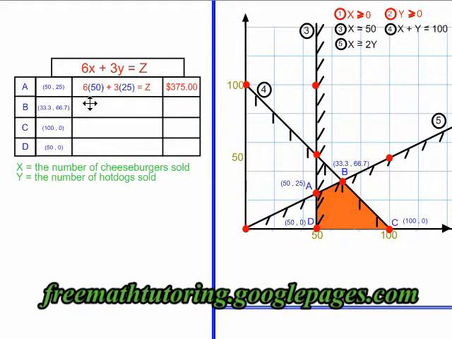I keep doing that until I've done all four of my vertices. In vertex B, 6 times 33.3 is $200, and 3 times 66.7 is also 200. So they total $400.